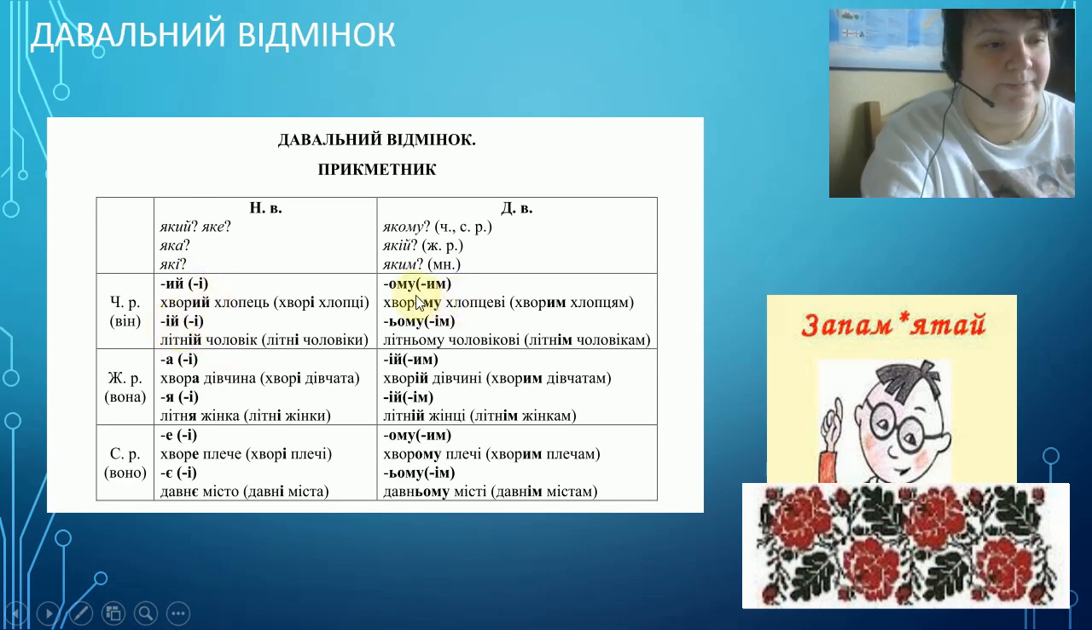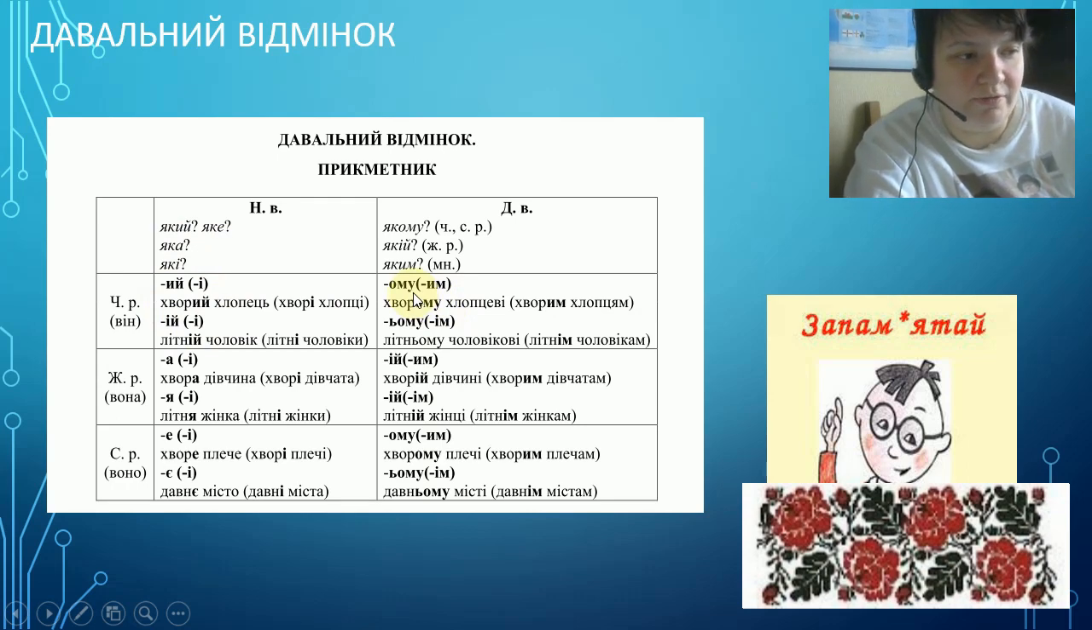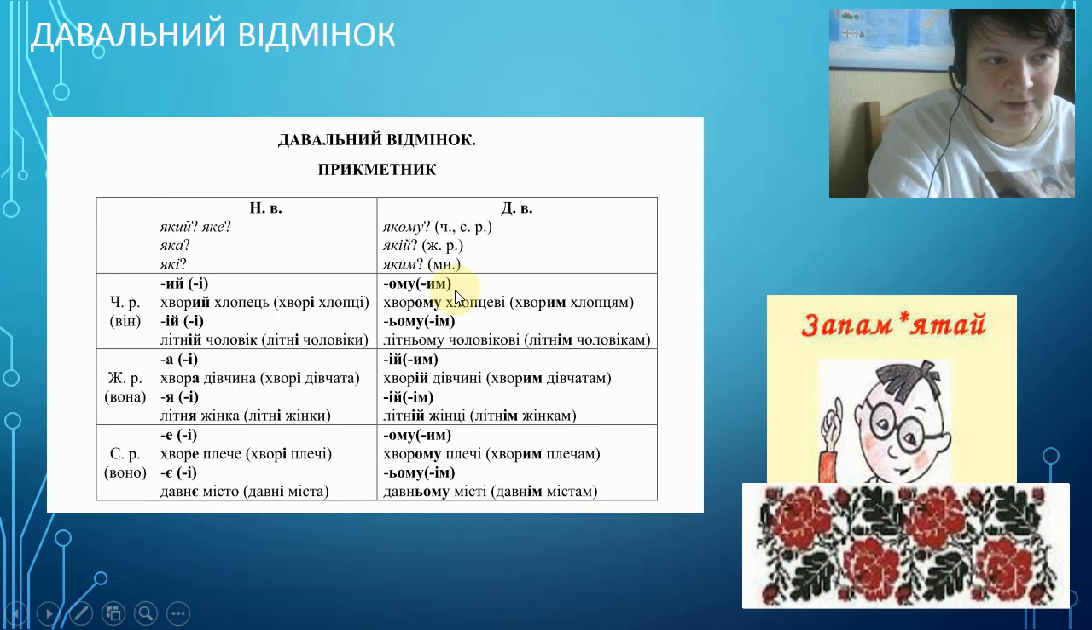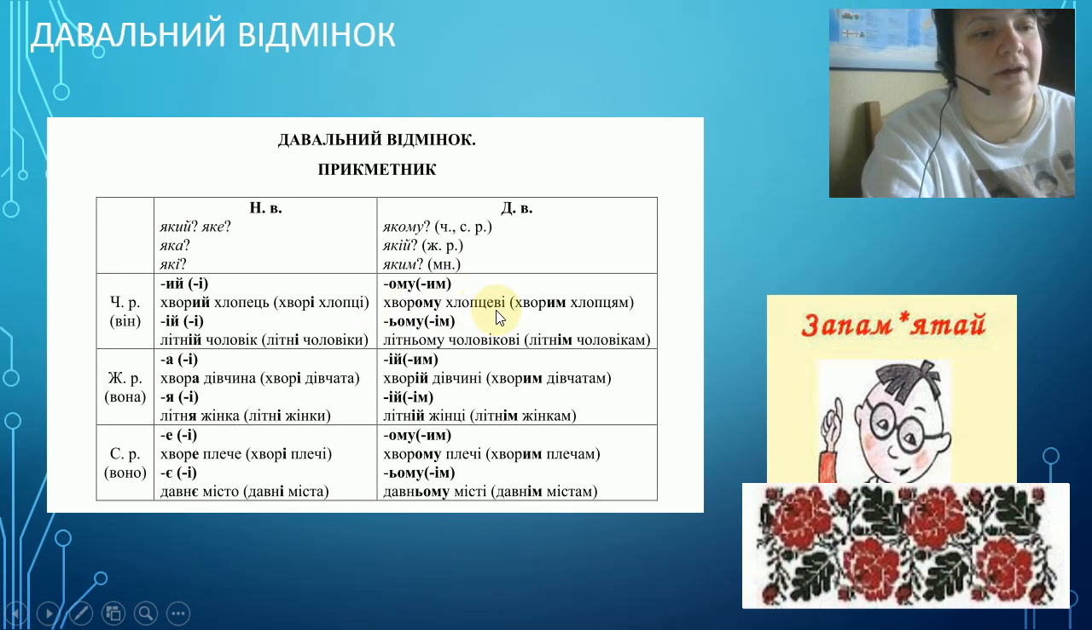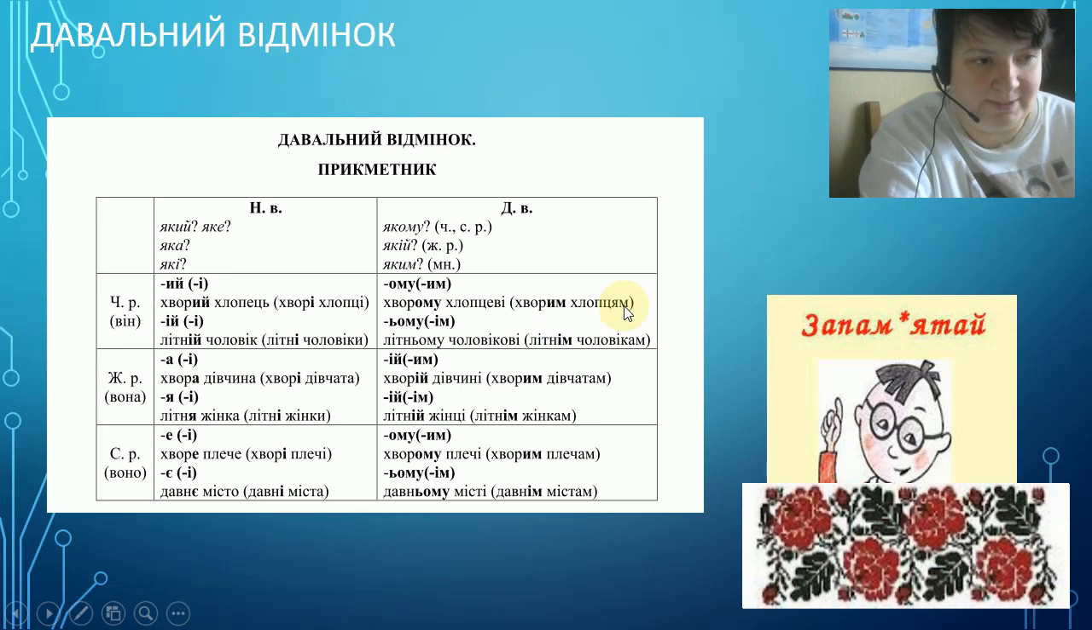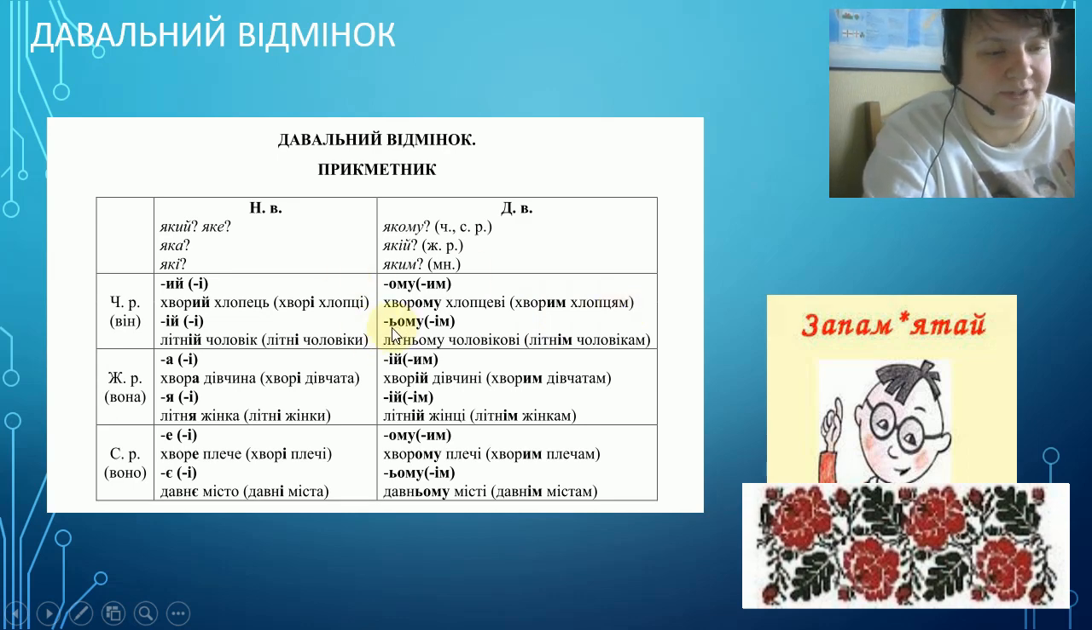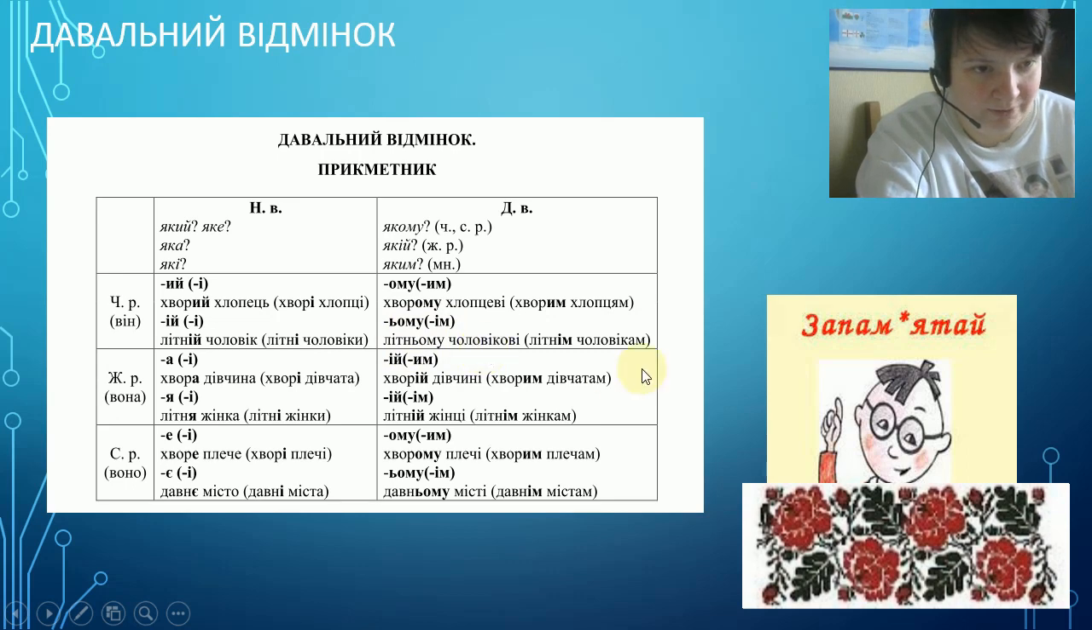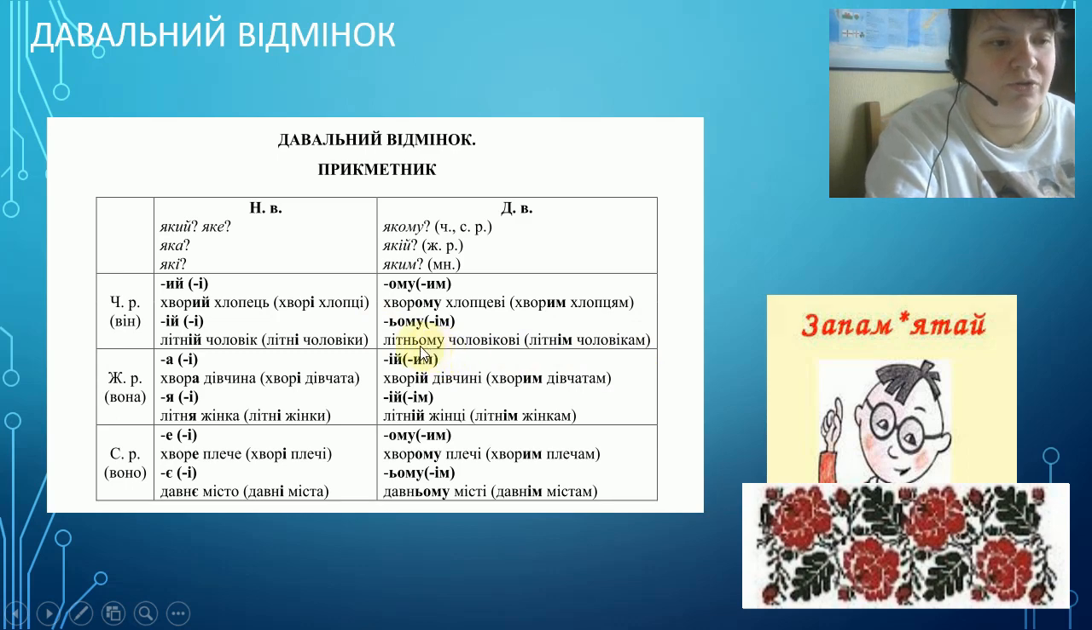So in dative case, we have endings -ому in grammatical masculine, and if it's plural, хворому хлопцеві, to the ill boy, хворим хлопцям, to ill boys. And we have soft sign -ьому and -ім if the sound in the root is soft. Літньому чоловікові, літнім чоловікам. So to old man, to old men if it's plural.